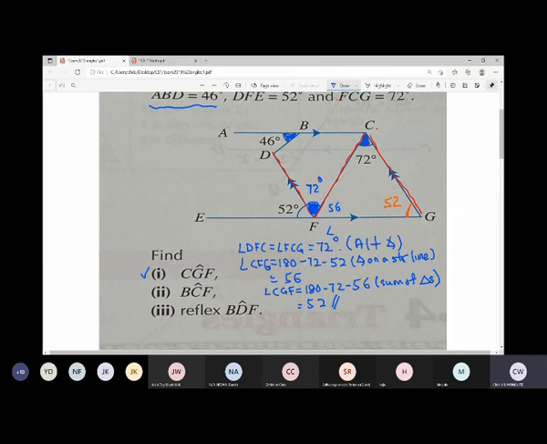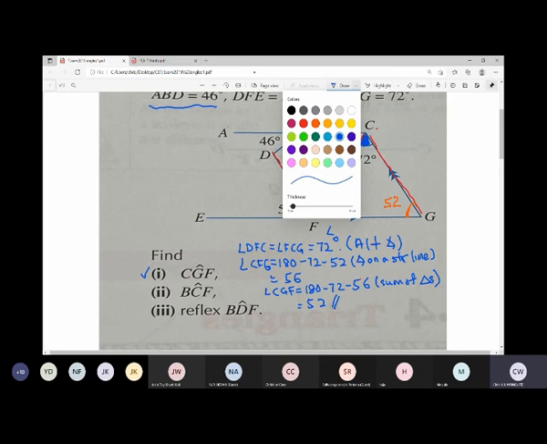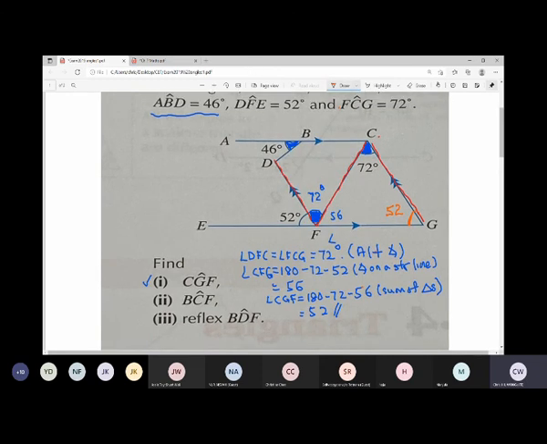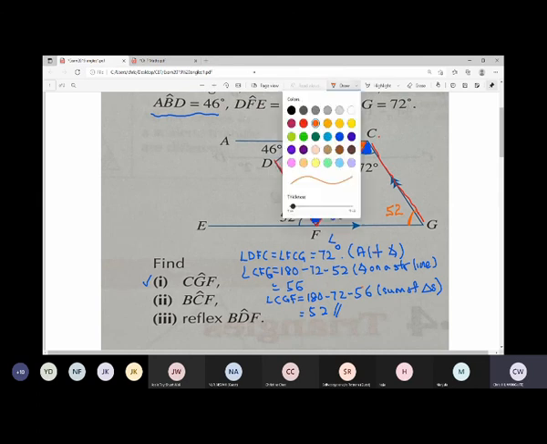Okay. So the moment you find what is CGF, you can find BCF already. Now you go and find BCF for me. You must identify where is BCF first. Tell yourself where is BCF. You look at the question, BCF, where is BCF? BCF is actually here. They will ask you what is BCF, which is the second part of the question. Can somebody tell me what is BCF?